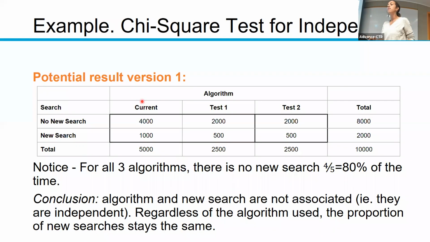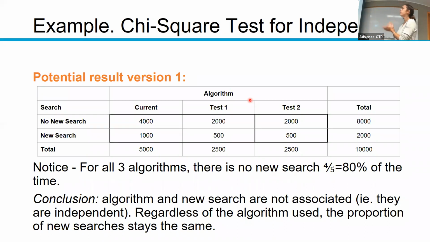And we found that of these 5,000 in the current algorithm, 4,000 did not conduct a new search. And of the ones in test 1 and test 2, 2,000 did not conduct a new search. Then the probability of no new search is equal to 0.8 or 4/5 for all of the test algorithms. So what this means is that regardless of the algorithm that you use, the proportion of new searches or no new searches is going to stay the same.